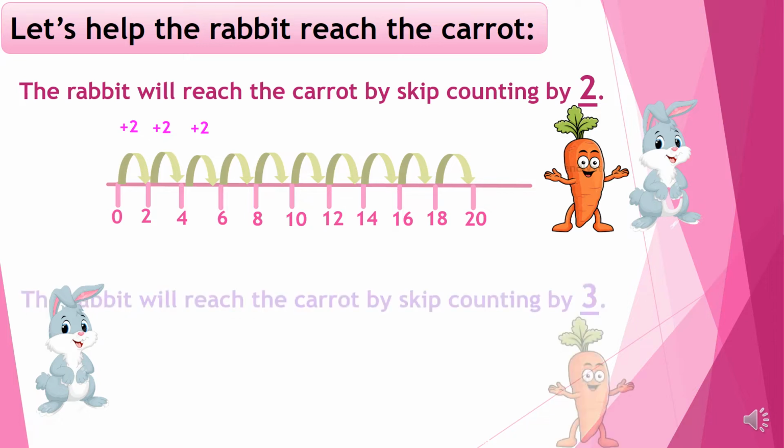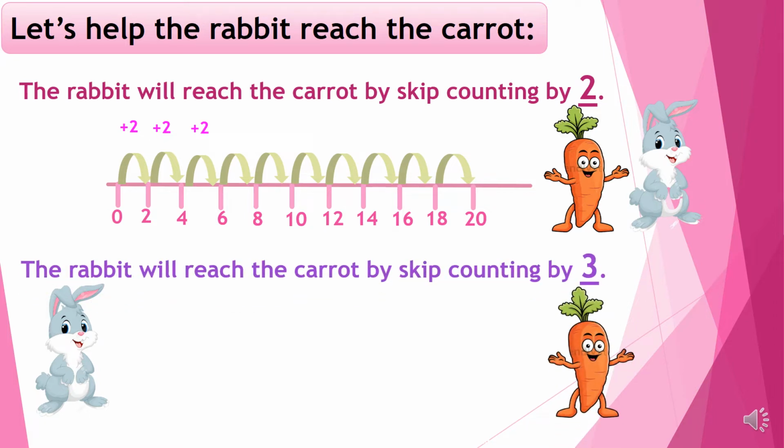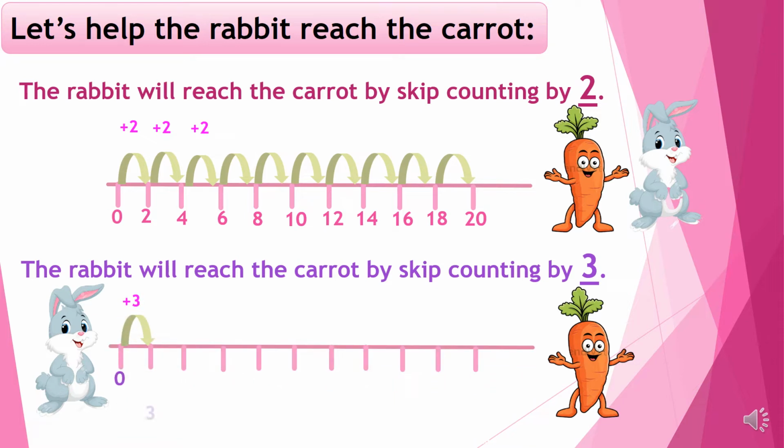Another rabbit here wants to reach his carrot by skip counting by 3. So each time I will add 3. 3 plus 0 equals 3. Then we will add 3, it will be 6. Then we will add 3, it will be 9, and so on.